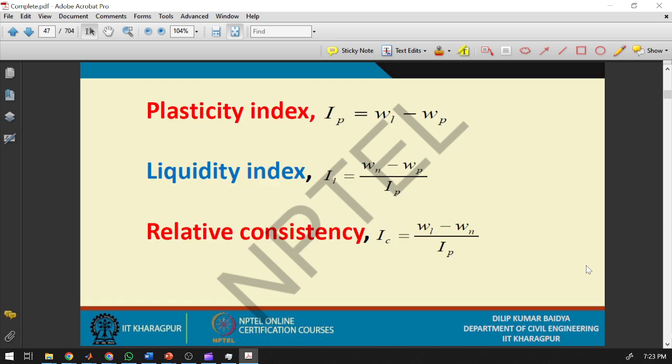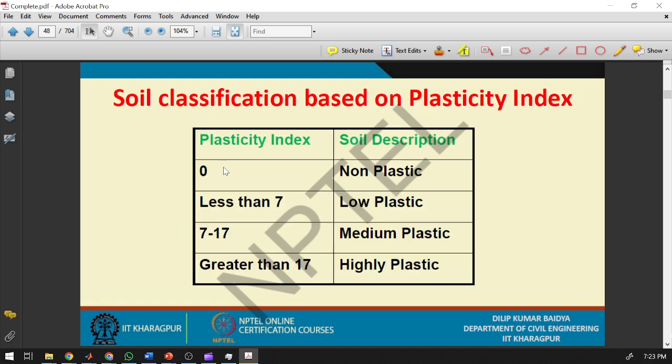Let us talk about soil classification based on plasticity index. We have non-plastic, low plastic, medium plastic, and high plastic soil.